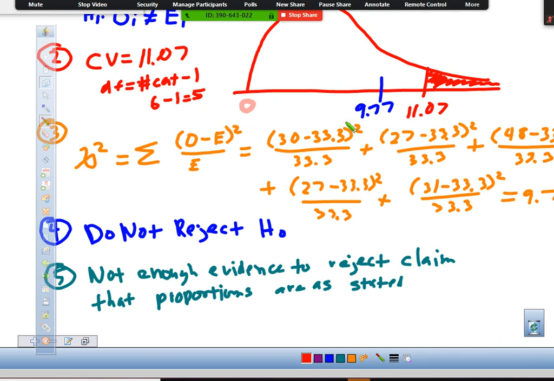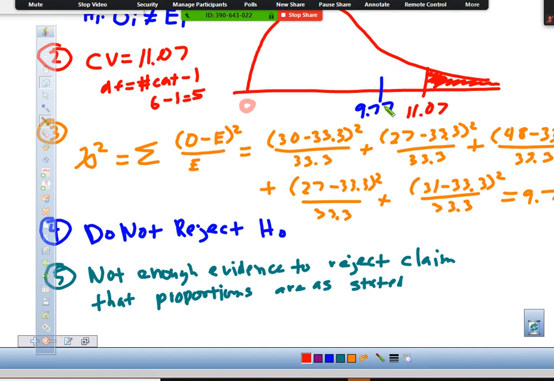So here's each one. Someone asked, do I have to write them out? Yes. On the exam, you have to write this out: 30 minus 33.3 squared divided by 33.3. You're only going to have 3 or 4 of them, 4 at the most, so you can totally write them out. They're not hard. The other one, 27 minus 33.3 squared divided by 33.3. If you haven't written them out, write them out now. If you add them all up, you will get 9.77. So pop that into your picture. Don't forget to pop that in.